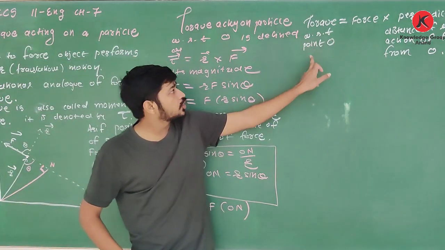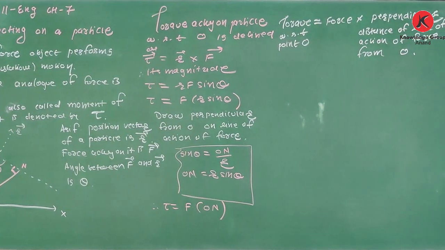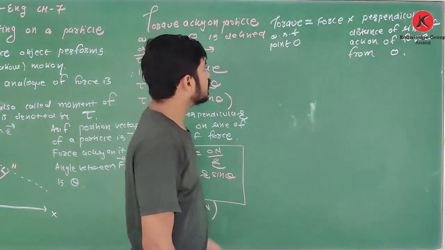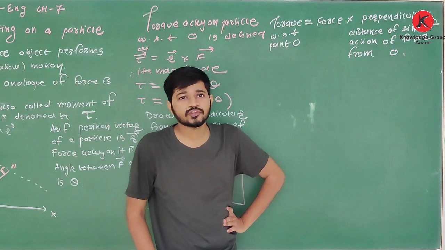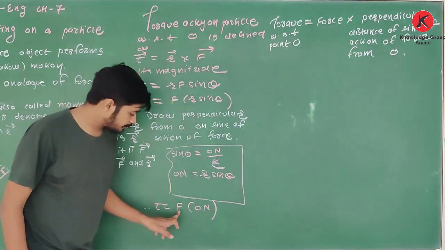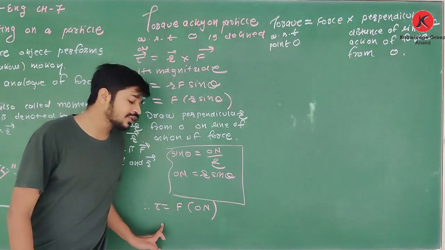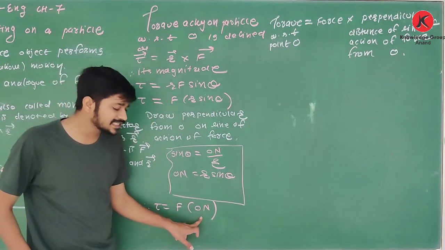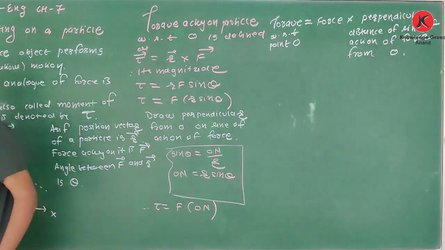What is torque? Torque is equal to force into perpendicular distance from the point. This definition you have to remember. Torque is equal to force into the perpendicular distance from the line of action of force. So this torque now depends on force as well as perpendicular distance. If distance is more, then obviously torque is also more. If the perpendicular distance is 0, then obviously torque will be 0.